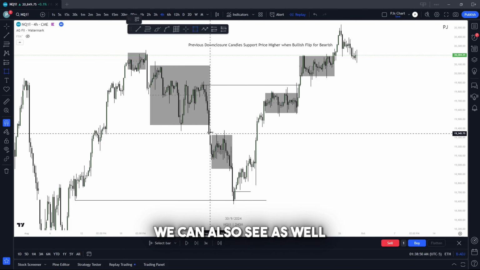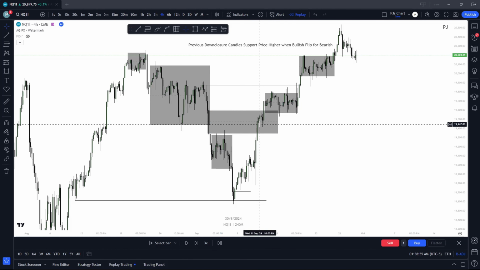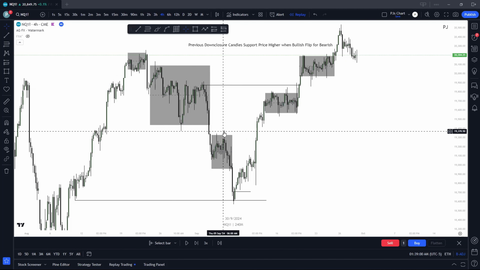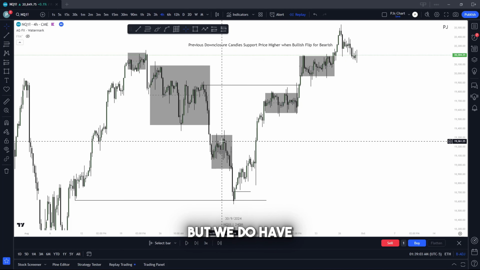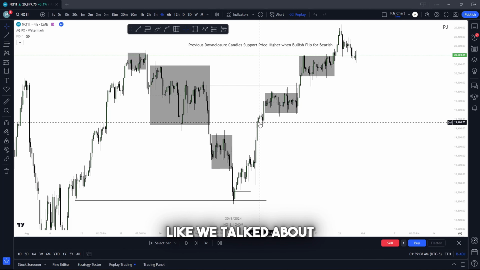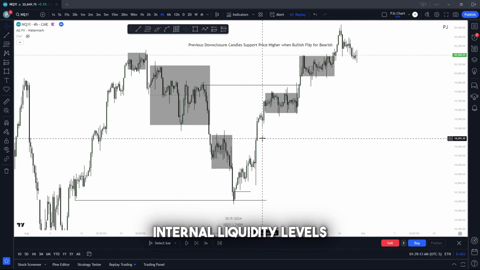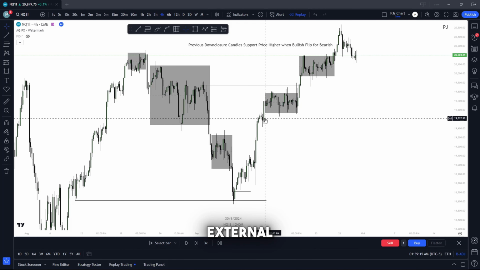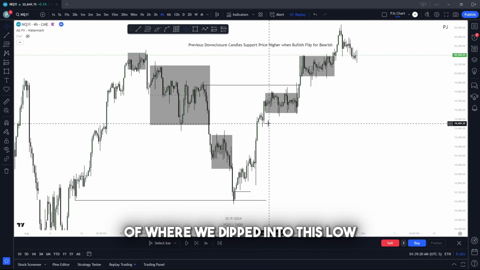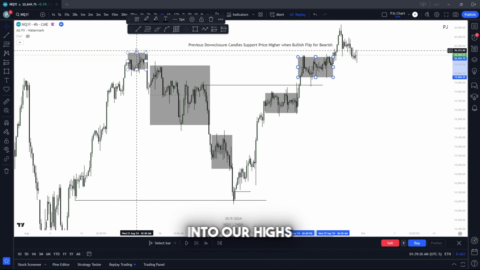We can also see as well, right when we look left, we have that EQ there that we failed to close past, and we don't quite tap it, but we do have our previous down closure candles, and we're above our consolidation level like we talked about. So we're reaccumulating above old highs, dipping into internal liquidity levels, leading to external with a low time frame market maker model inside of here, inside of where we dipped into this low, and inside of where we dipped into this low here and rode it higher into our highs.